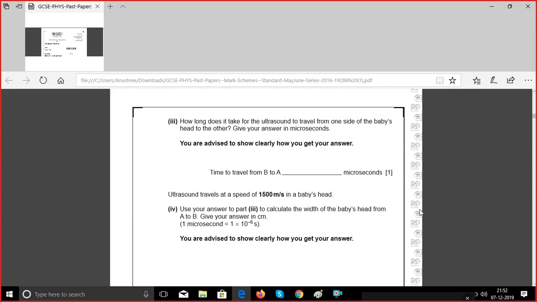Now part C, number 3. How long does it take for the ultrasound to travel from one side of the baby's head to another? Give your answer in microseconds. So the time taken for it to travel from B to A. So time taken from B to A is dash microseconds. What's your answer?